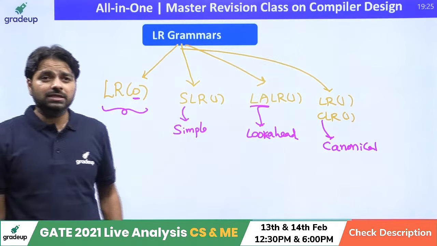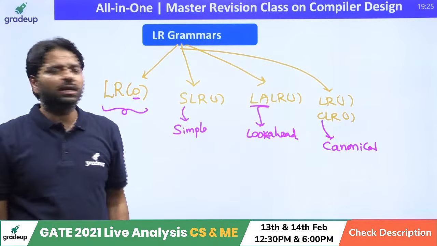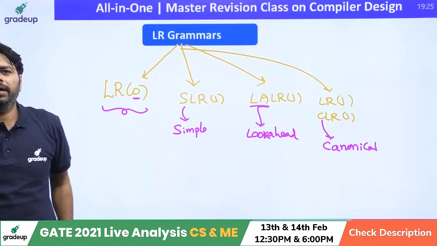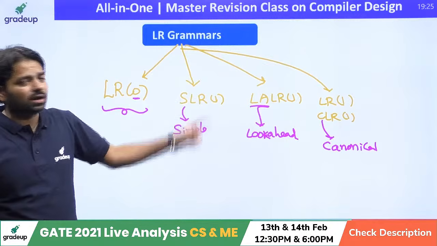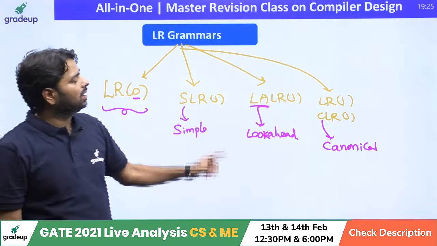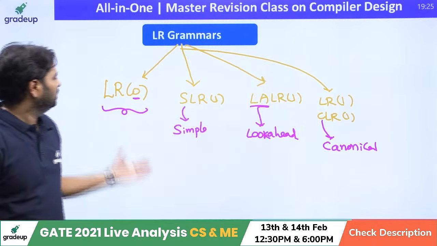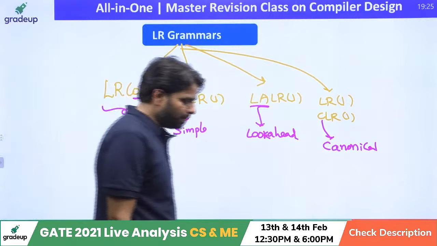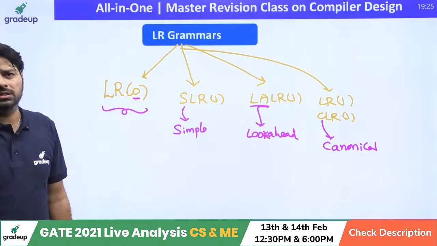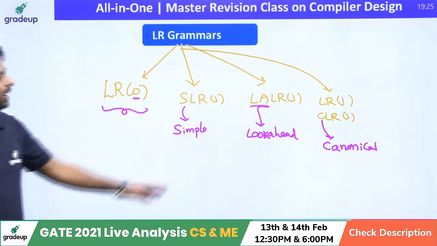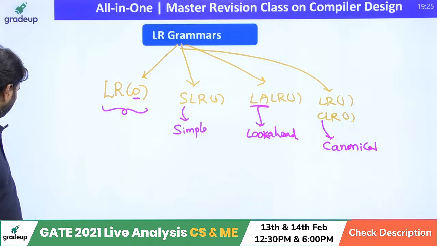I'm going to talk about the differences once we have covered all of them. So let me explain one example, then we will combine all of them. Clear? Are you ready? Simple LR, look ahead LR, and canonical LR, or simply you can call it LR. All are LRs. LA means look ahead. Let's start with an example.